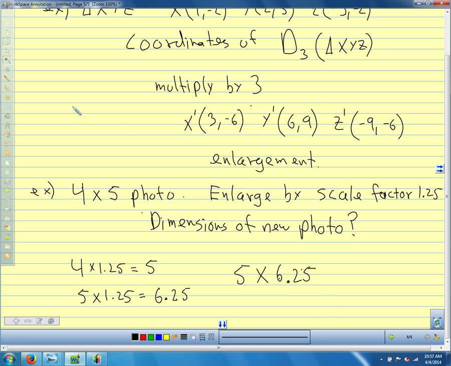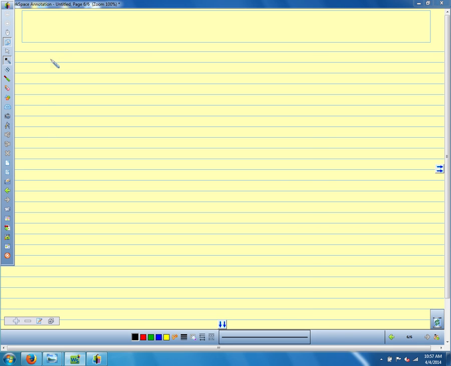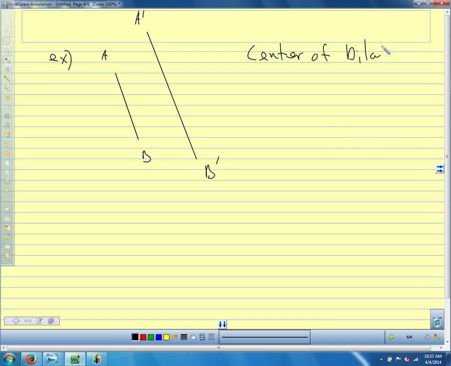Okay. Let me ask you one more question. This is about dilation. What if we were given a problem where we have two segments? And I'm going to call this one AB, my endpoints, and this is A prime, B prime. And this question is saying, find the center of dilation. How could we find the center of dilation for these two segments? This is all the information we're given. Any ideas?